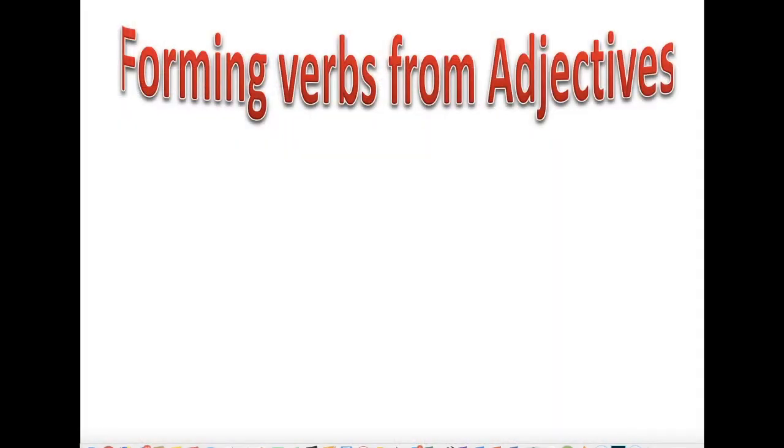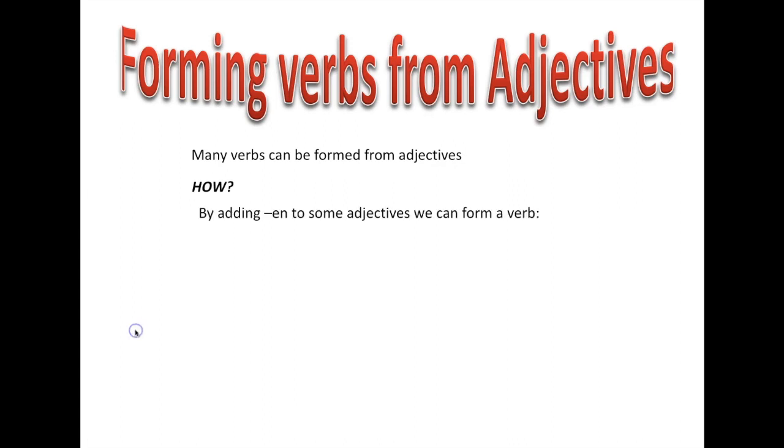Hey, my friends, let's see today how to form verbs from adjectives, okay? The first thing that we have to know is that many verbs can be formed from adjectives. Lo primero que tenemos que saber es que muchos verbos se pueden formar de los adjetivos. La pregunta es how. How do we do this? ¿Cómo hacemos esto? Es muy fácil. By adding en to some adjectives, we can form a verb. Solamente adicionando en algunos adjetivos podemos formar el verbo.